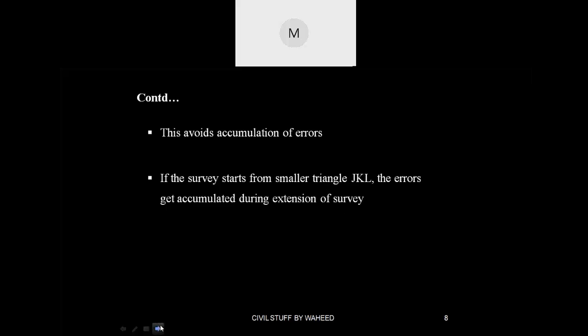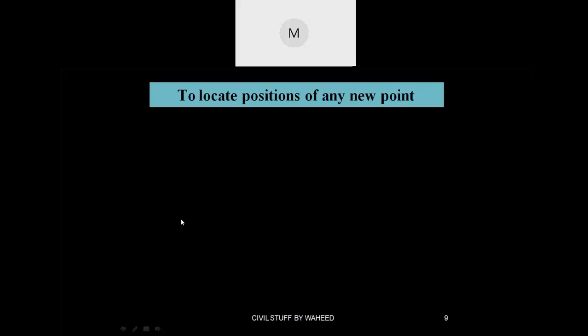Any error, either personal error, natural error or instrumental error, these are the three types of errors that occur in surveying, may get accumulated. Because this accumulation of errors is avoided, we go for whole to part only. This is the first principle.